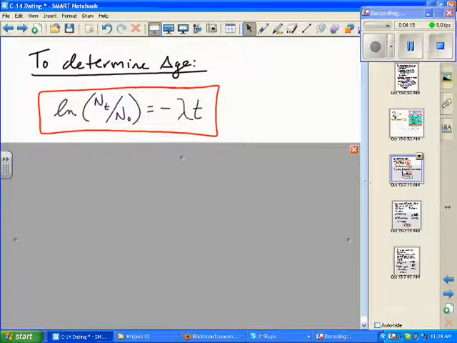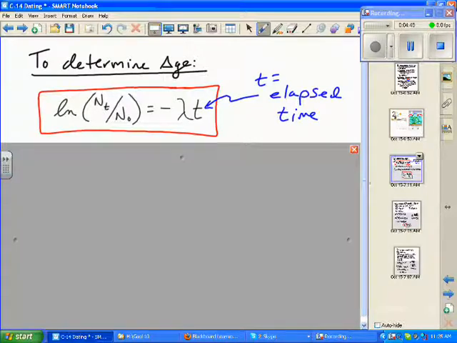And so this formula is the natural log of the ratio, again, this should look familiar, the ratio of the amount remaining at any time t, that's N sub t, over N sub 0, the original amount, is equal to negative lambda times t. Now, t is elapsed time, and that's what you want to solve for if you are determining the age. But lambda is something different. So first of all, t is elapsed time.